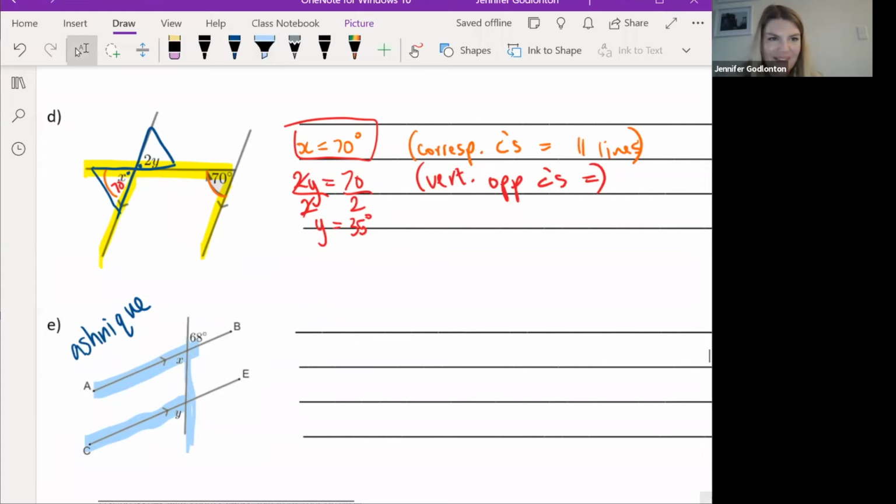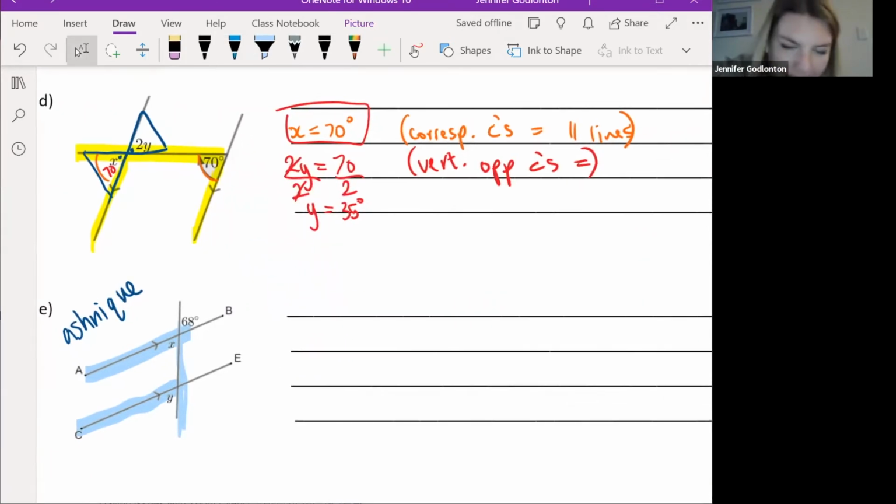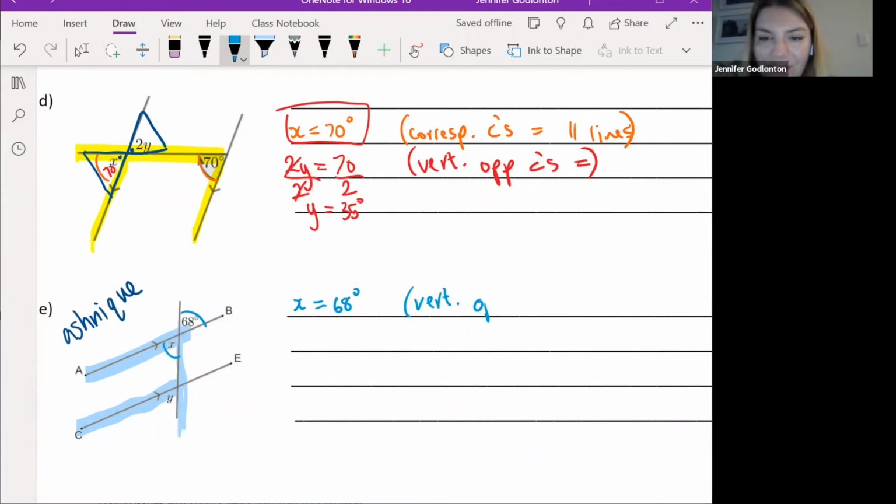Okay, Ashnique, we are all yours. Talk us through what you think we should do. Okay, so I first worked out x. I said x is equal to 68 degrees. Good. What's my reason? Vertically opposite angles. Perfect.